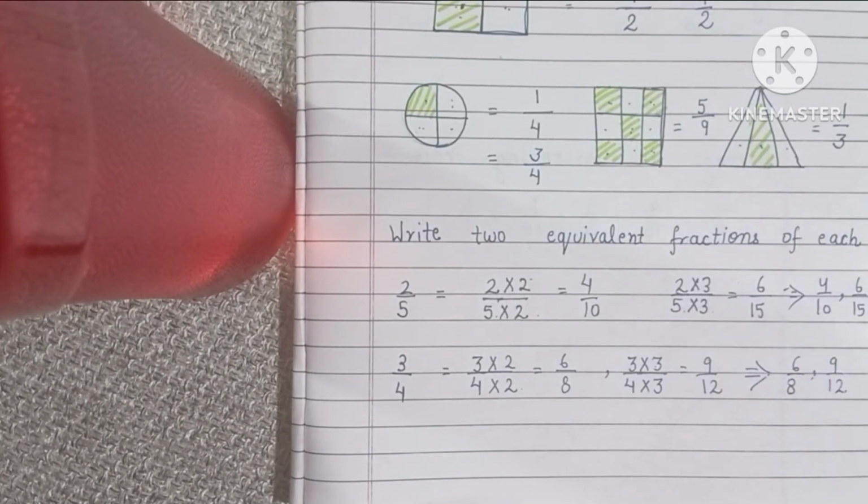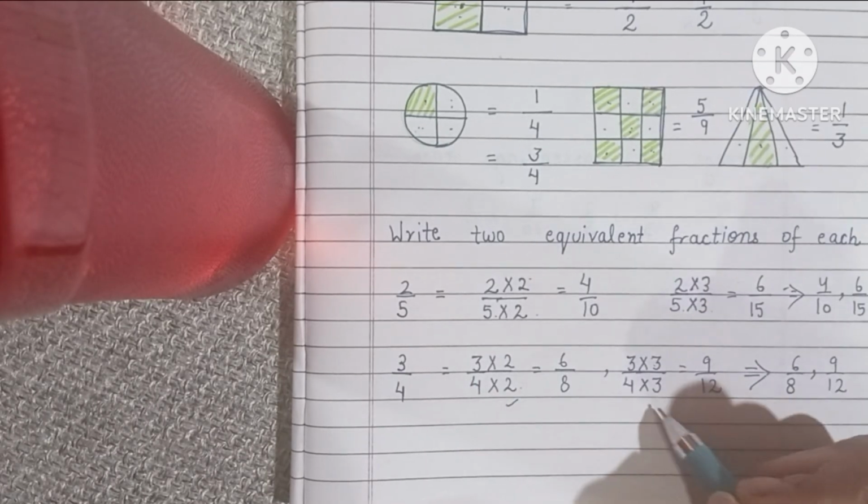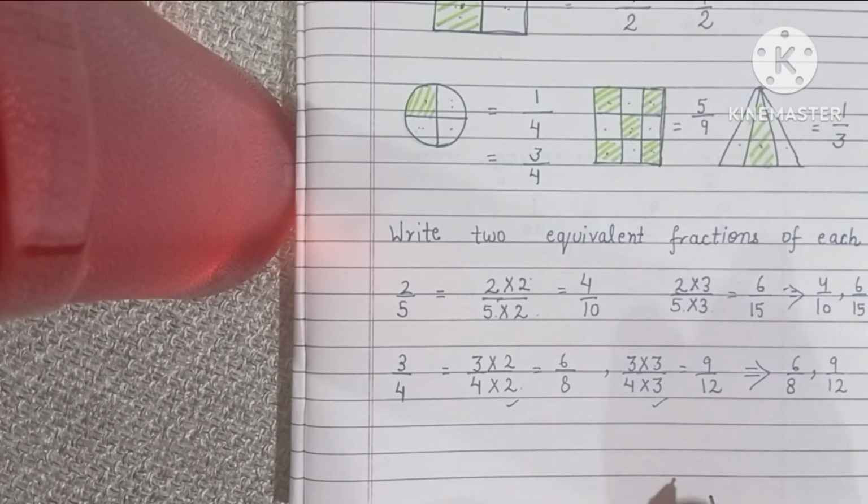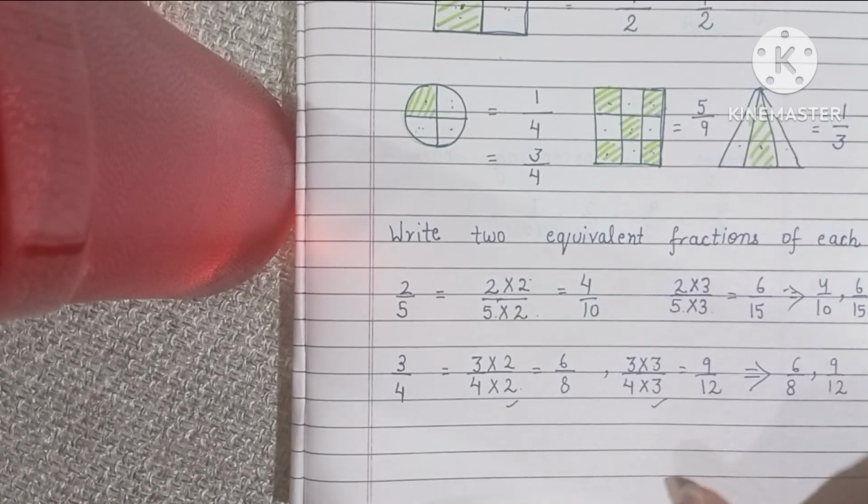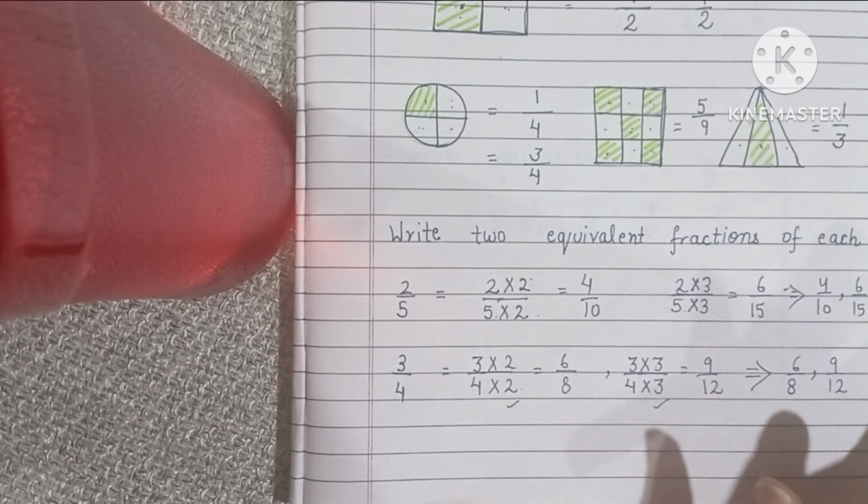And if you want to write 4 equivalent fractions of each, then you have to multiply by 2, 3, then multiply by 4, multiply by 5. You can take out more equivalent fractions of each.